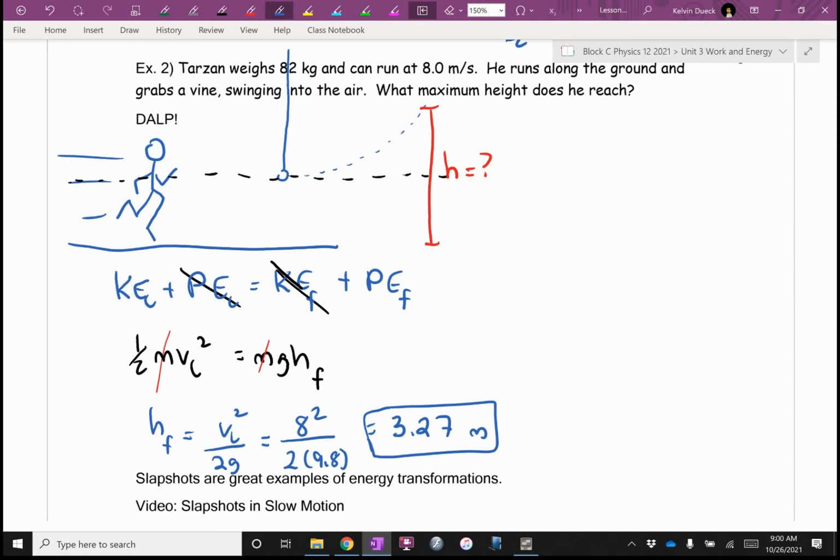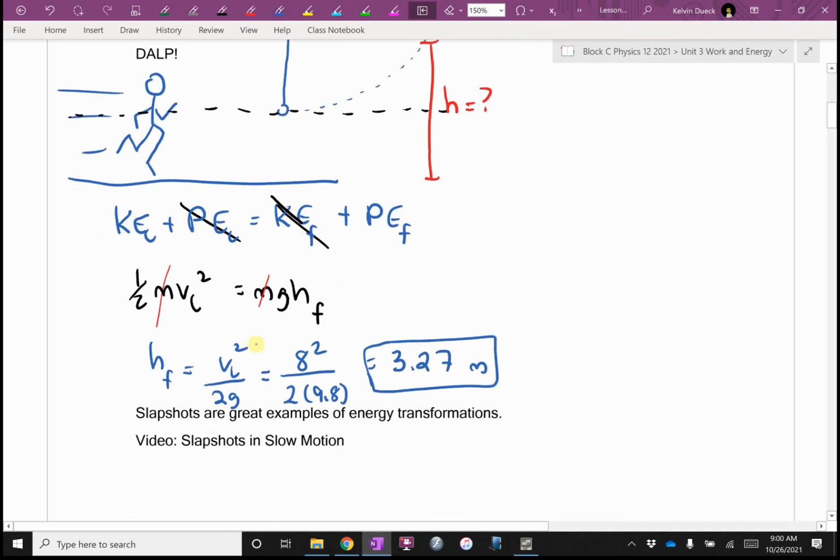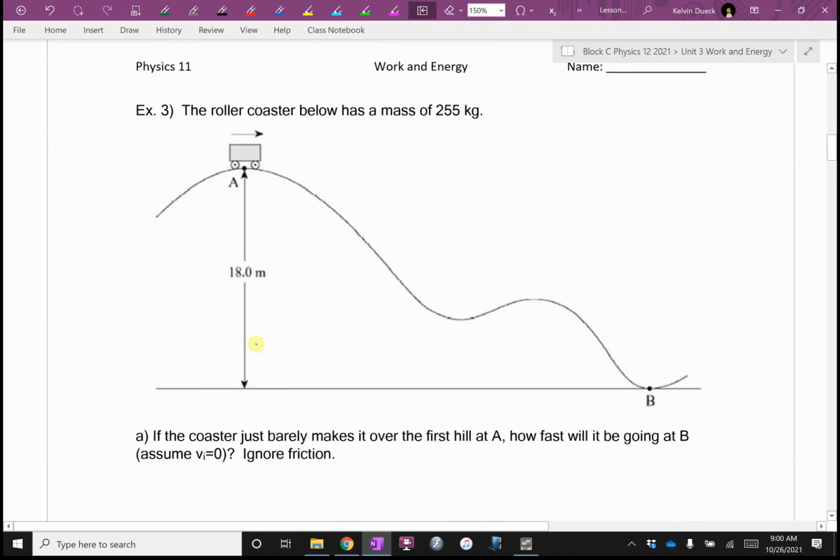Slap shots are really, really good examples of energy transformations. And I have a video, but we'll show it at the end of the lesson because it's a long one, but it's really interesting as well. Let's keep going. Ooh, more roller coasters.